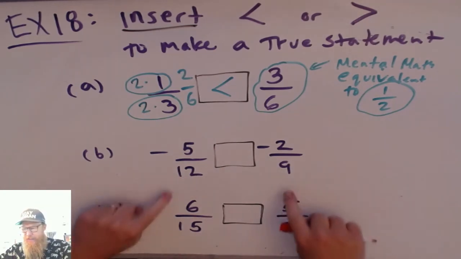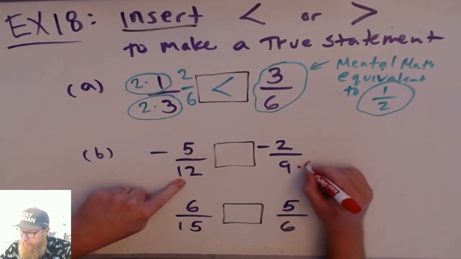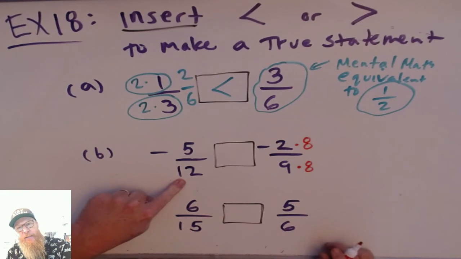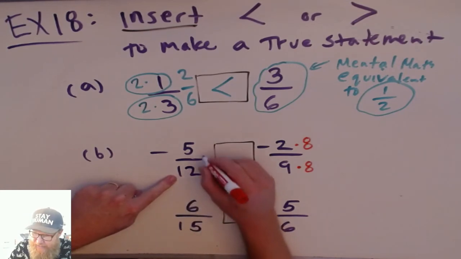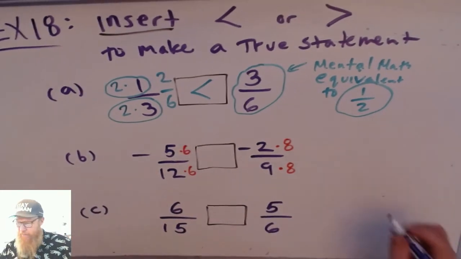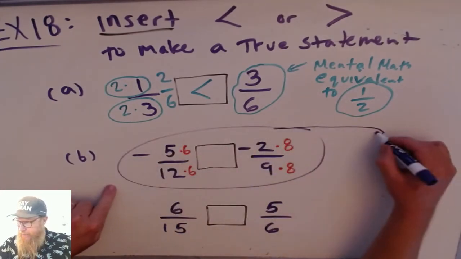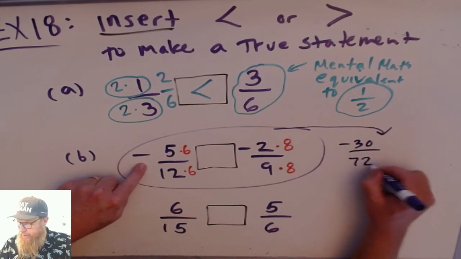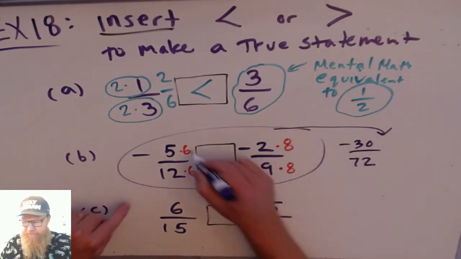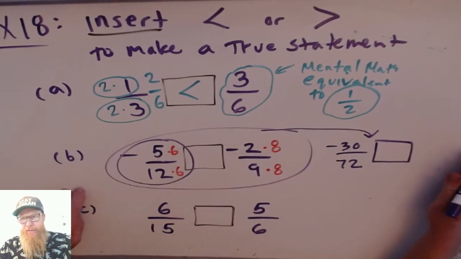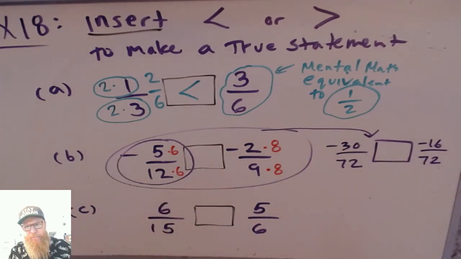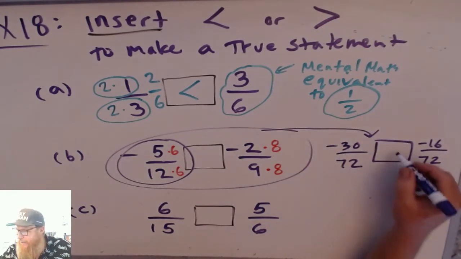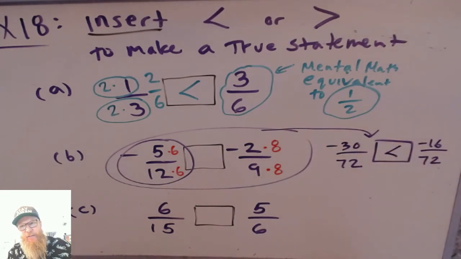All right. 9 and 12, you're gonna have to multiply this one by 8. Yeah, that'll make it 72. And then you're gonna have to multiply this one by 6. That's a tough one. I like to rewrite the whole problem when they get this messy. So you get negative 30 over 72. That's the one on the left. And then there's a blank. And then you got negative 16 over 72. All right. And the one that lies to the right is negative 16 over 72.